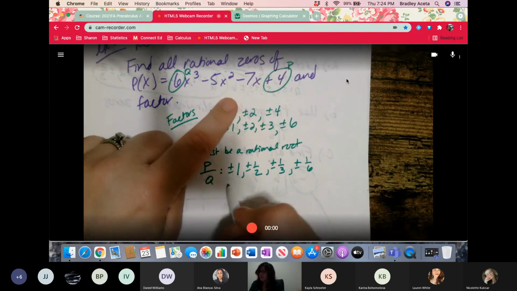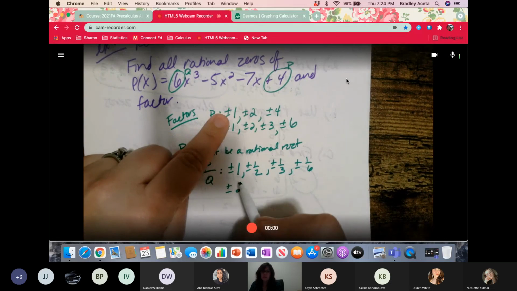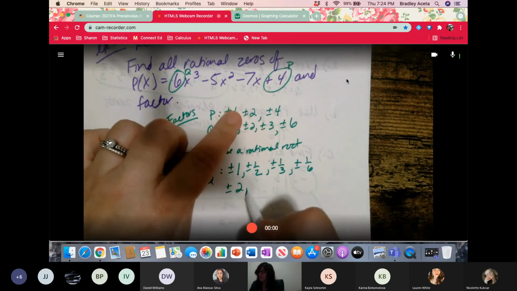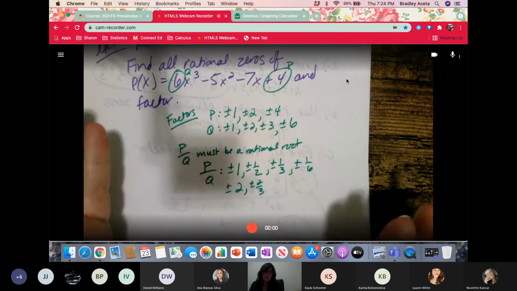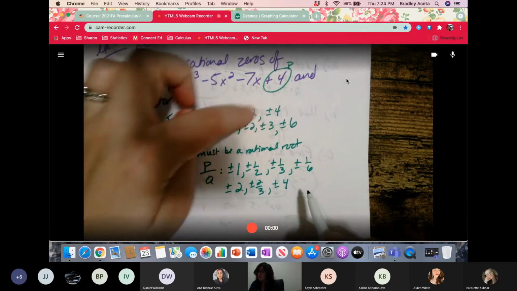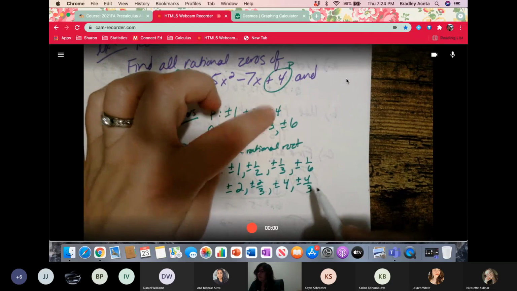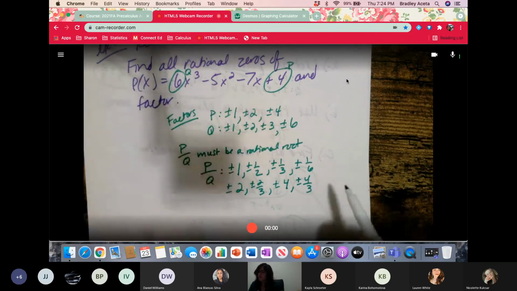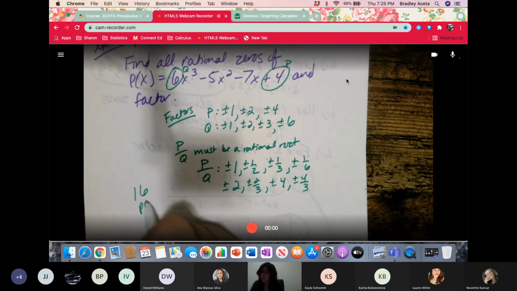Now I go to the 2, plus or minus 2 over 1 or 2, plus or minus 2 over 2. I already wrote it, 1. I'm not going to write it again. Plus or minus 2/3, plus or minus 2/6, which is 1/3. I'm not going to write that again. Plus or minus 4 over 1. 4 over 2 is 2. 4 over 3. And then 4 over 6 is 2/3, so I'm not going to write that again. So that is 2, 4, 6, 8, 10, 12, 14, 16. There are 16 possible roots.